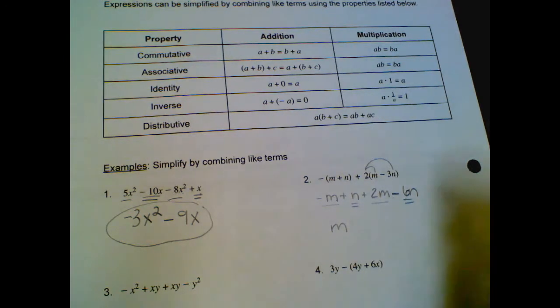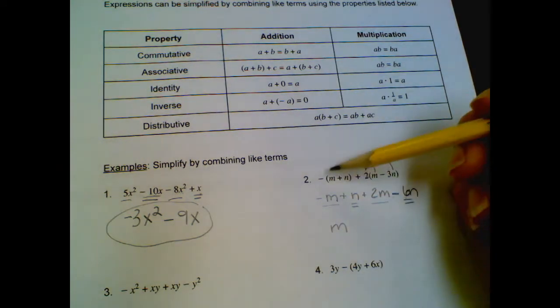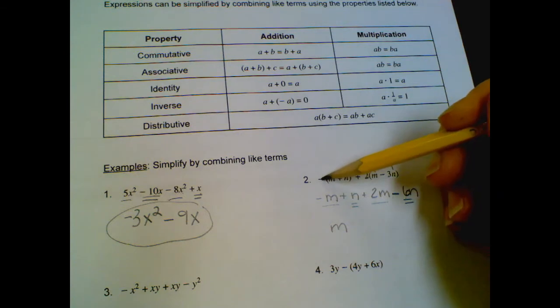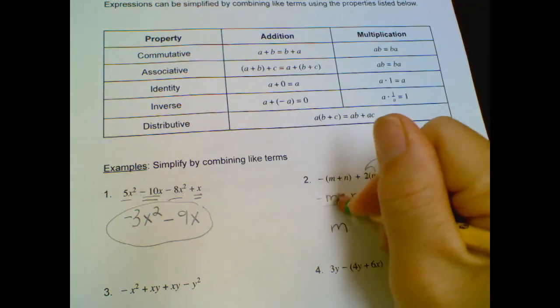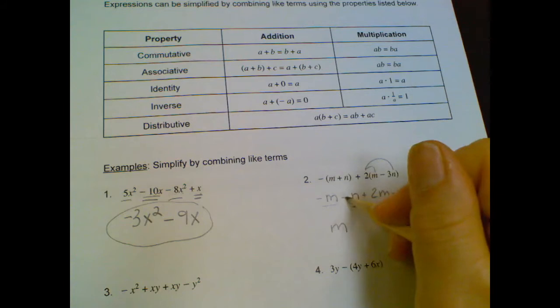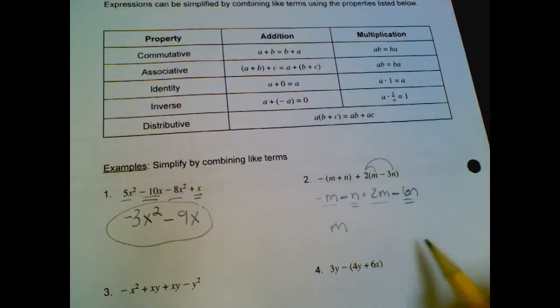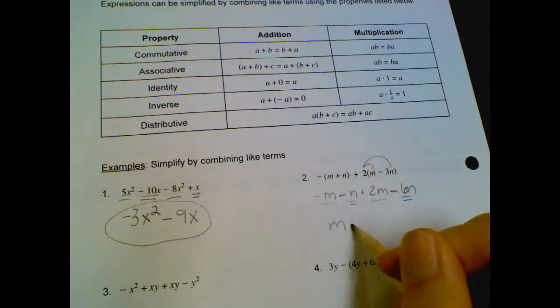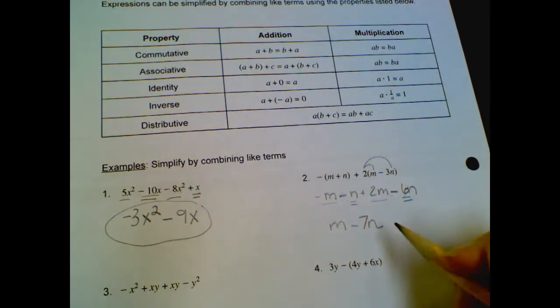Oops, I made a mistake there. See? You can make mistakes distributing your negative. Negative m, negative n. That should be a negative sign right there. That's why we use pencils. Okay, so negative 1 and negative 6 give me negative 7n.